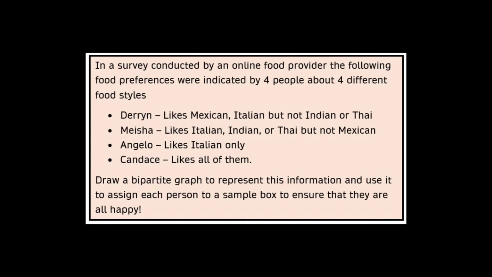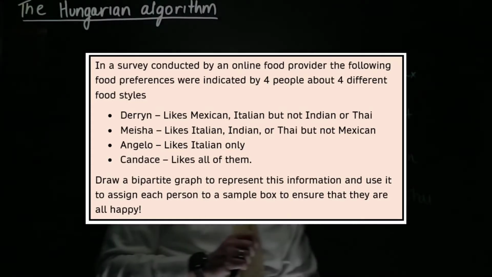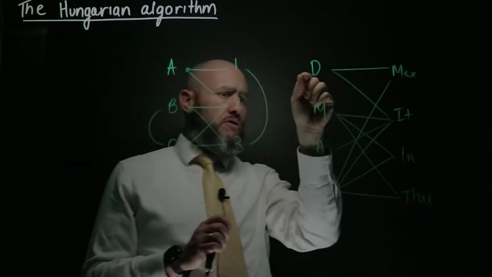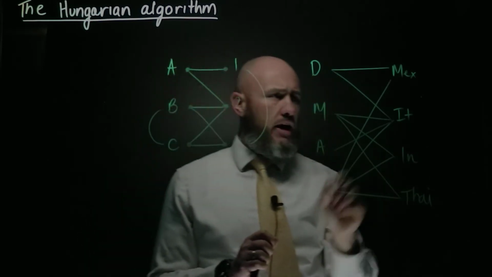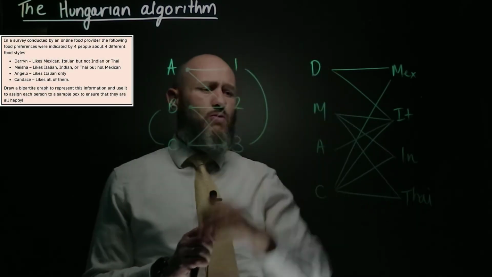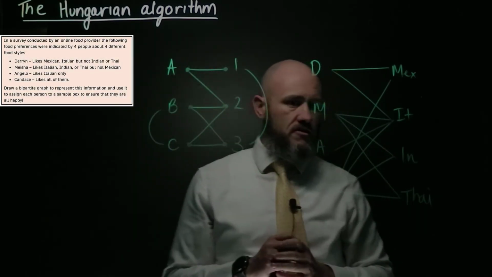Okay, here we are. In a survey conducted by an online food provider, the following food preferences were indicated by 4 people about 4 different styles. So Darren's got his food preferences, Misha hers, Angelo his, and Candice has hers. So this is what the bipartite graph looks like. It's got Darren, Misha, Angelo and Candice, Mexican, Italian, Indian and Thai food. And this is the information we've got from that question, which is now in the top corner for you to have a look at the summary.